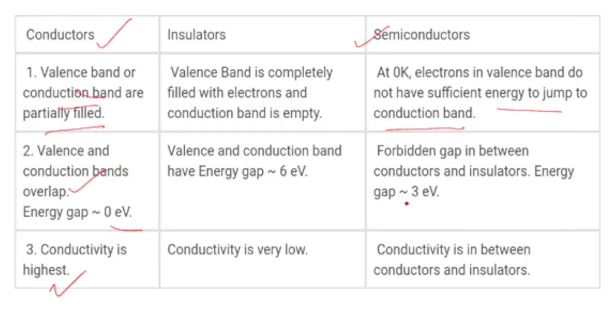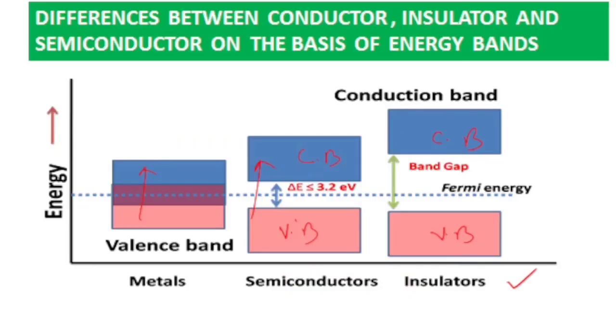But it has a very small energy gap. So when you increase the temperature, its electrons from the valence band jump to the conduction band, and its conductivity lies between conductors and insulators. In case of insulators, the valence band is completely filled with electrons and the conduction band is empty. So the valence and conduction bands have a very large energy gap. So its conductivity is very low and resistivity is very high. So these are the differences between conductor, insulator and semiconductor on the basis of the energy band diagram.